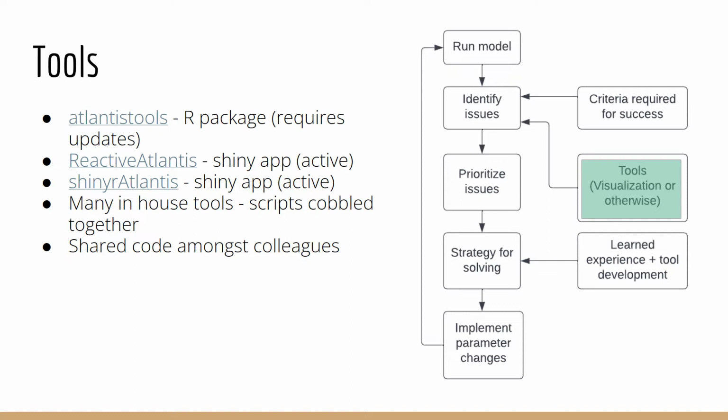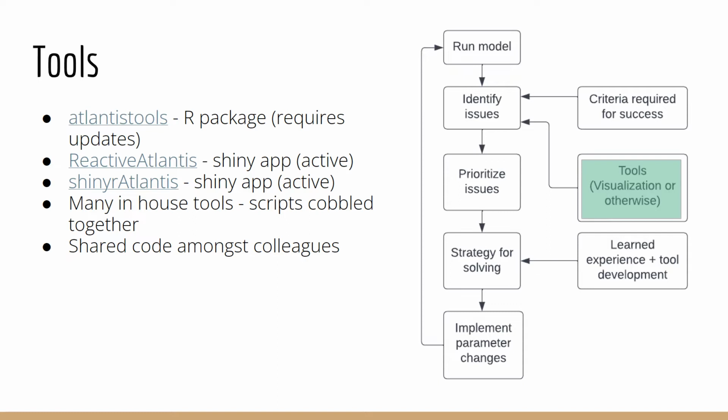Then there is the Reactive Atlantis. It's a Shiny app focusing on visual aids, helping with calibration and troubleshooting. There's another Shiny app called Shiny R Atlantis, which I must admit I'm not that familiar with. It's meant to aid in visualizing parameter files. Now, all of these products I just mentioned are available on the Atlantis Ecosystem Model GitHub page. I recommend you check them out if you don't know about them already. I'm sure most of you do.